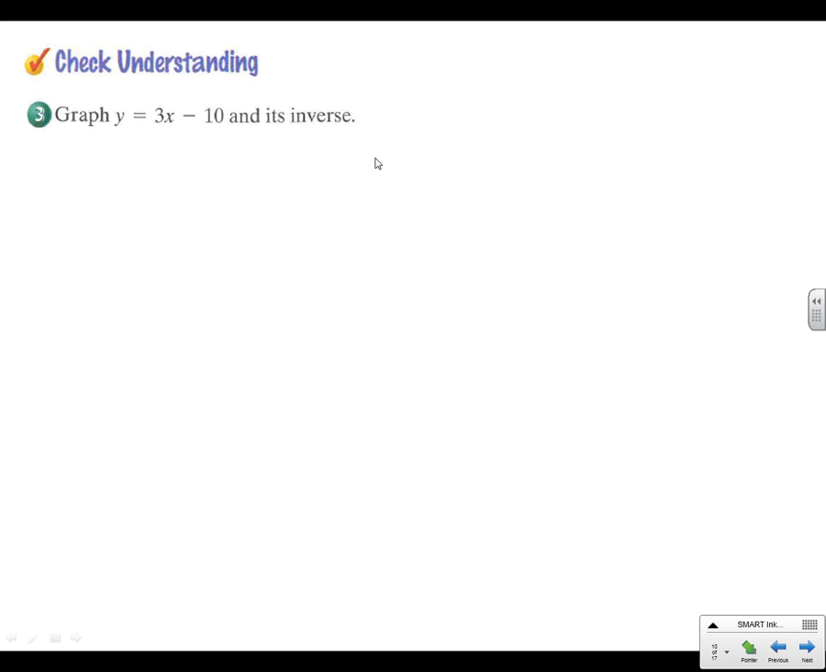All right, so your turn. See if you can do that with y equals 3x minus 10. See if you can graph both that and its inverse.